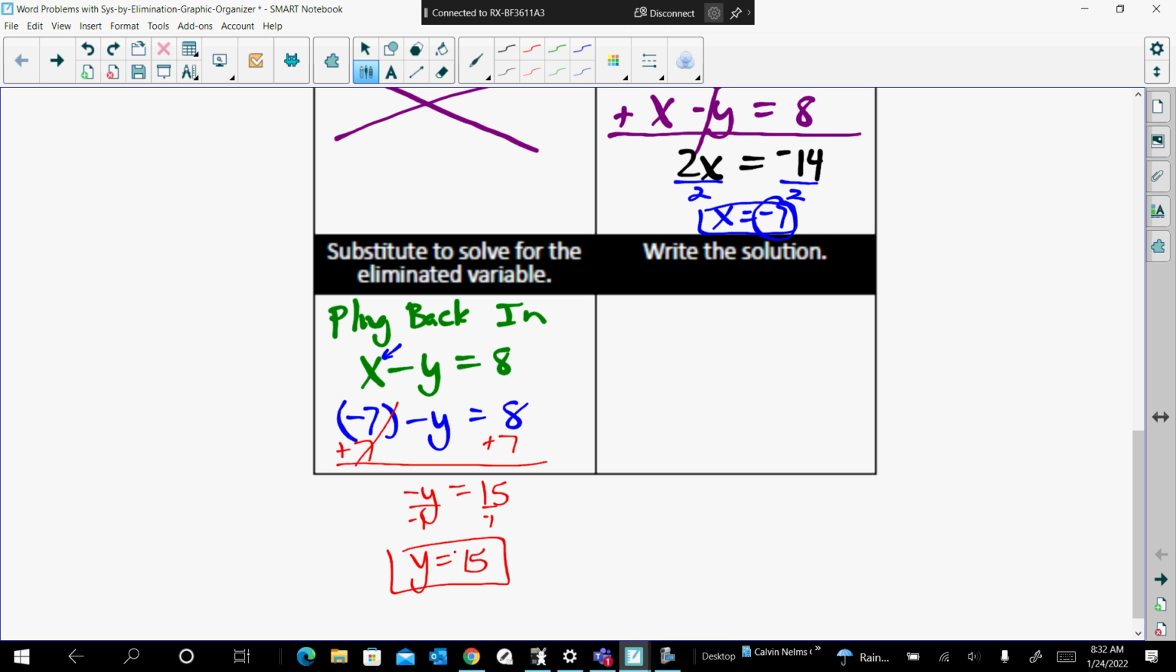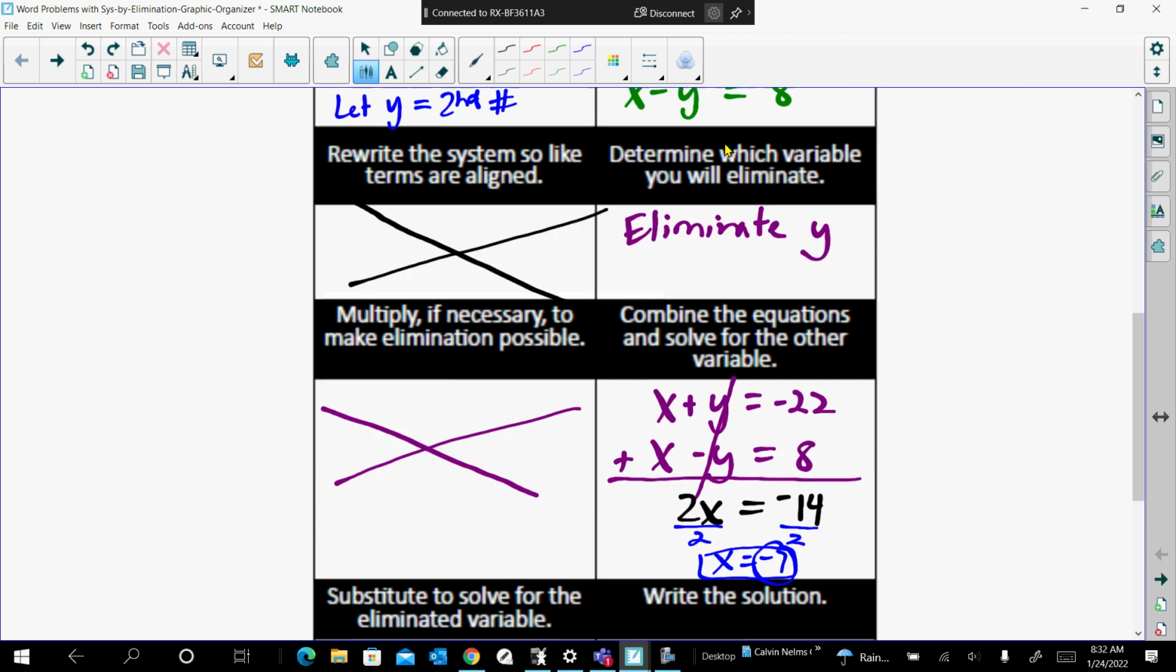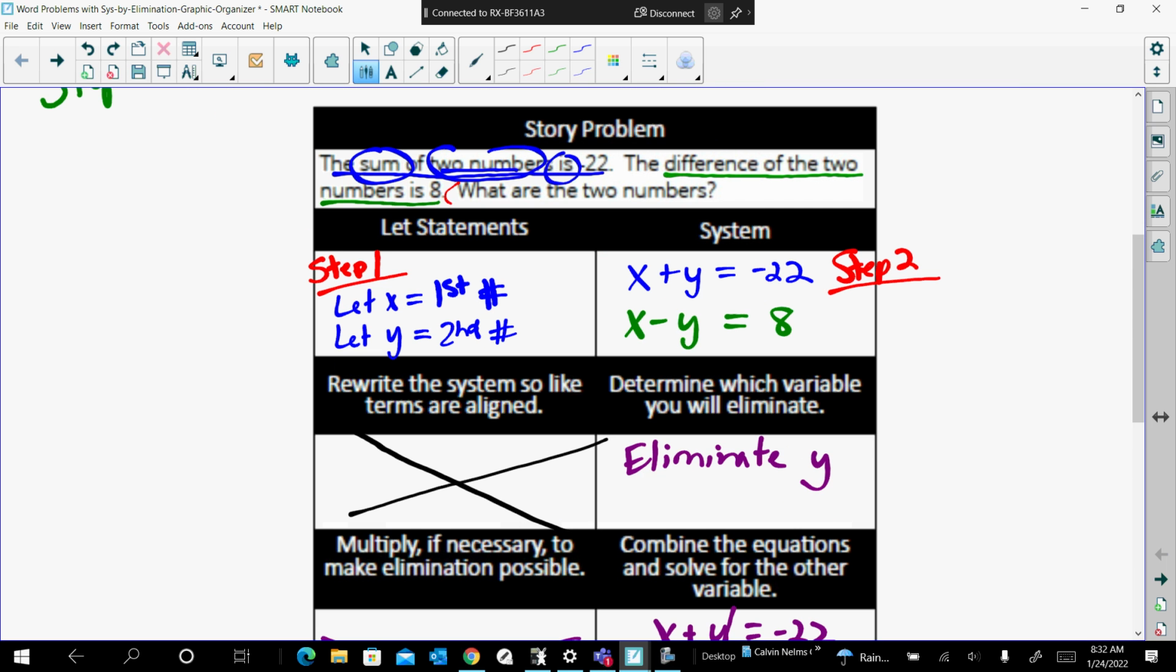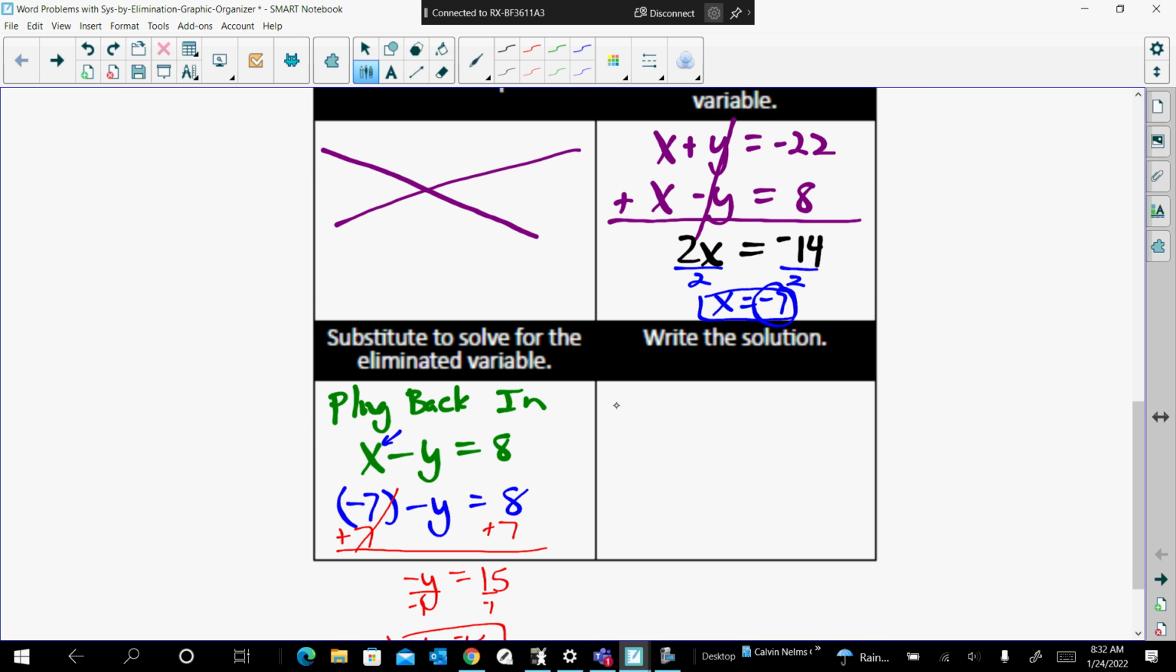Yeah, sorry, -15. I forgot my sign, yes. So write the solution. The question is right here, what are the two numbers? So that is what we're trying to solve. So the solution is the two numbers are -7 and -15. Are we okay on that part? Sorry, I forgot -15. Keep forgetting my sign.